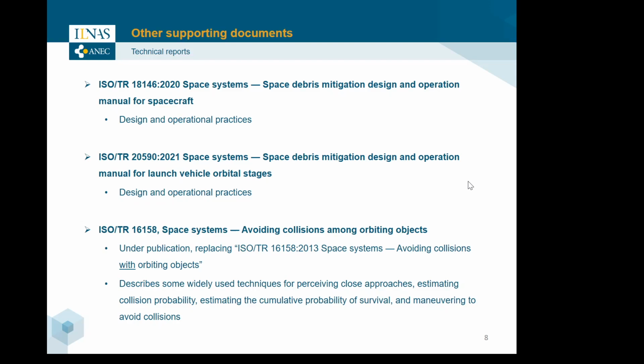You can see the change in the title between "with" and "among" the orbiting objects, which includes a broader range of possible events. The document describes some widely used techniques for pursuing close approaches, estimating collision probability, estimating the cumulative probability of survival, and maneuvering to avoid collisions.